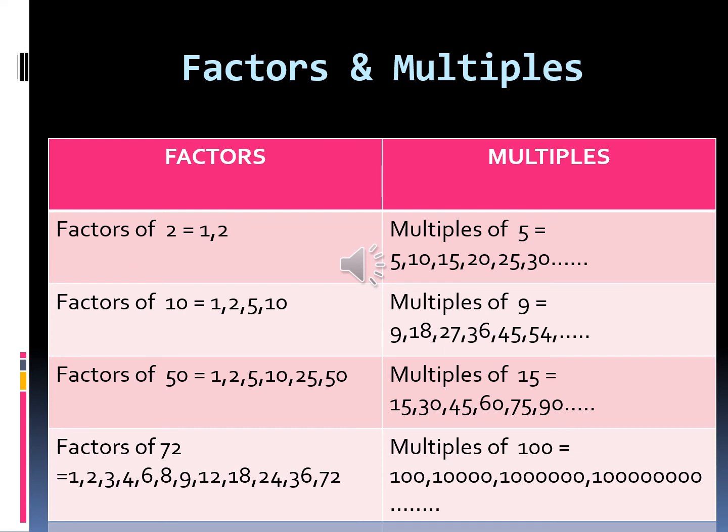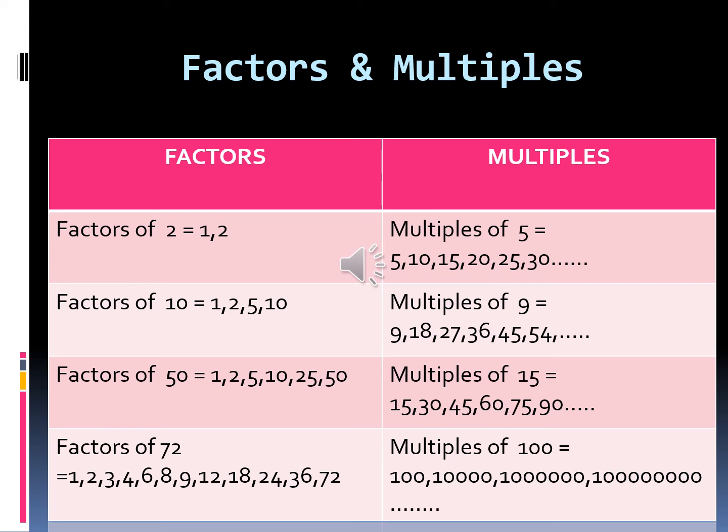First multiple of 15 is 15. And first multiple of 100 is 100. So the smallest multiple of a number is the number itself. Just see the other multiples, they are increasing. So all the other multiples of a number are greater than the number.